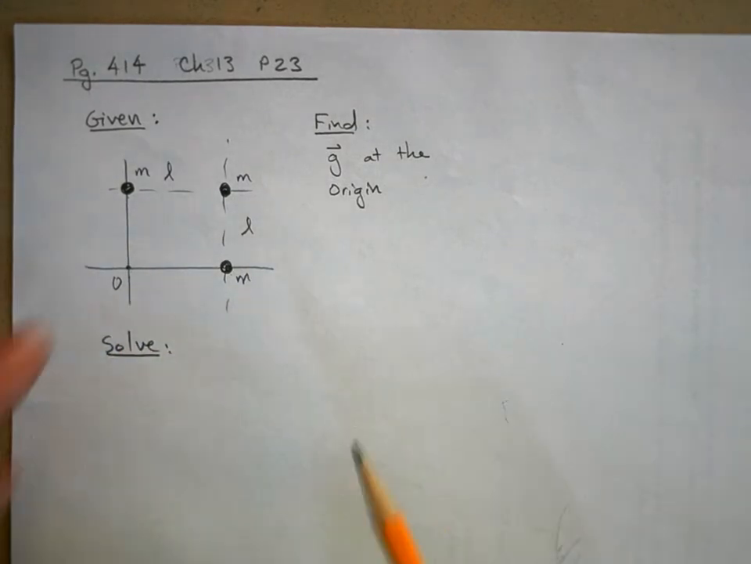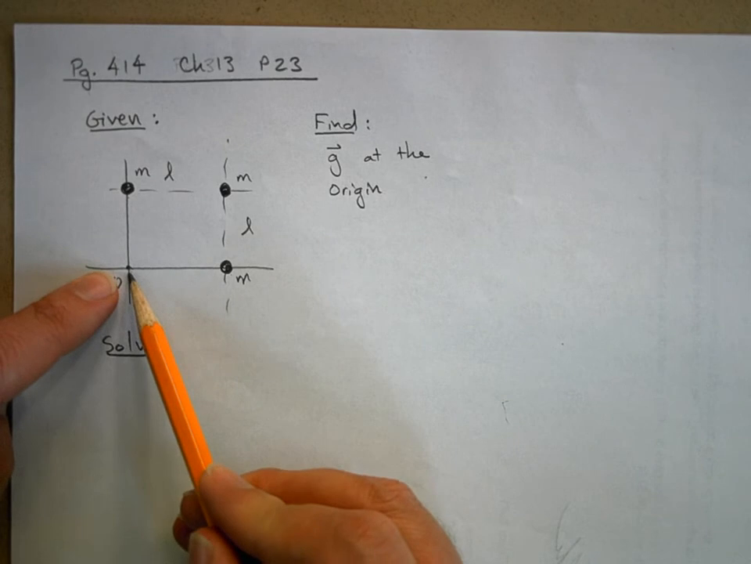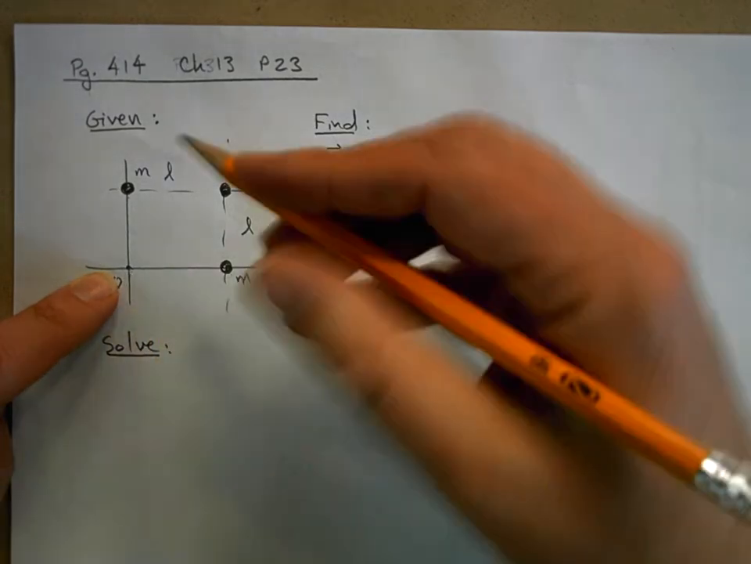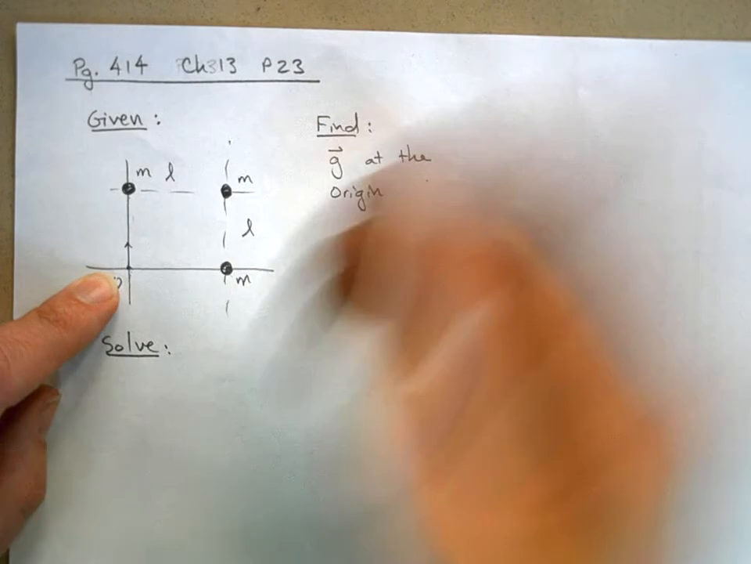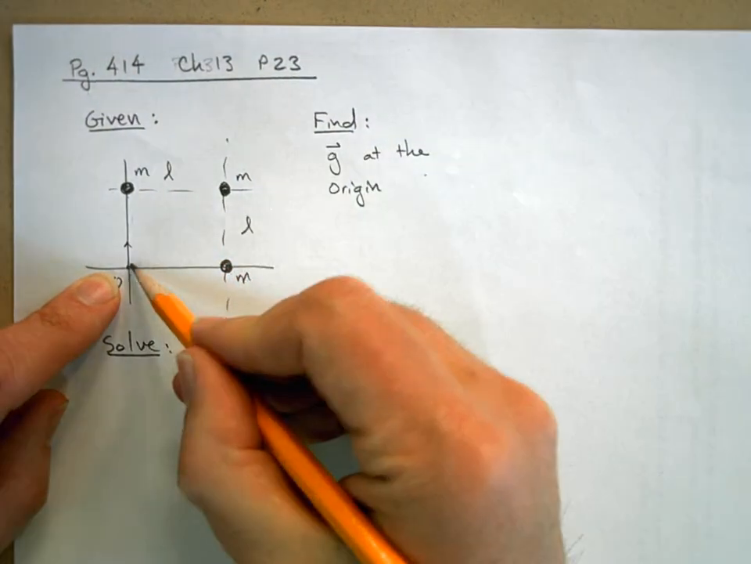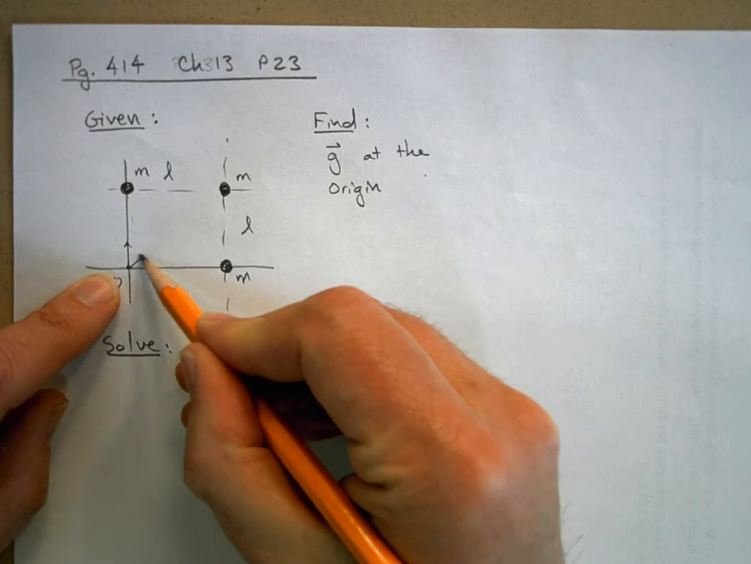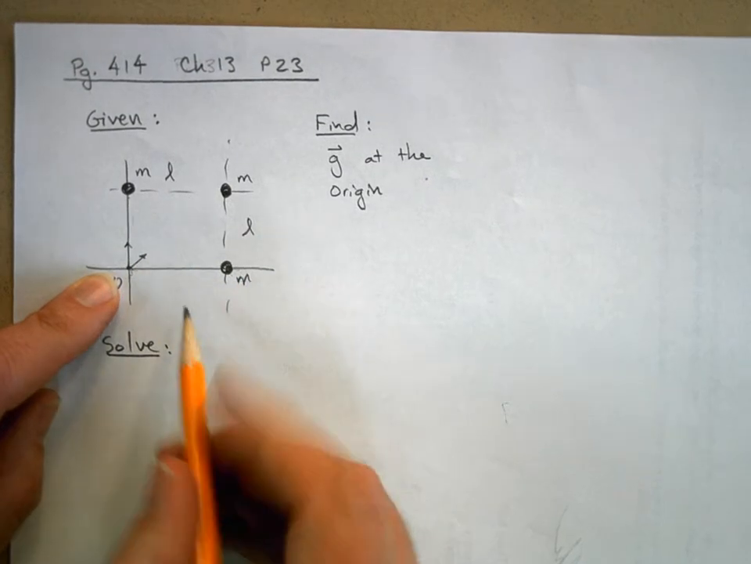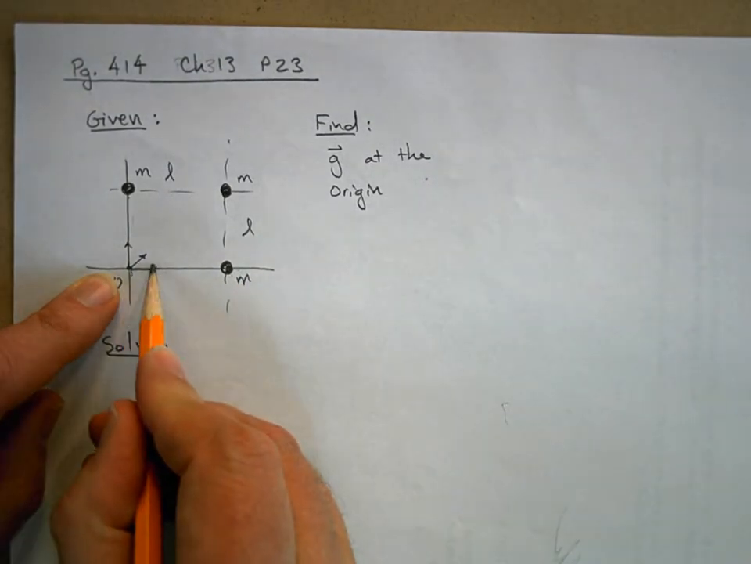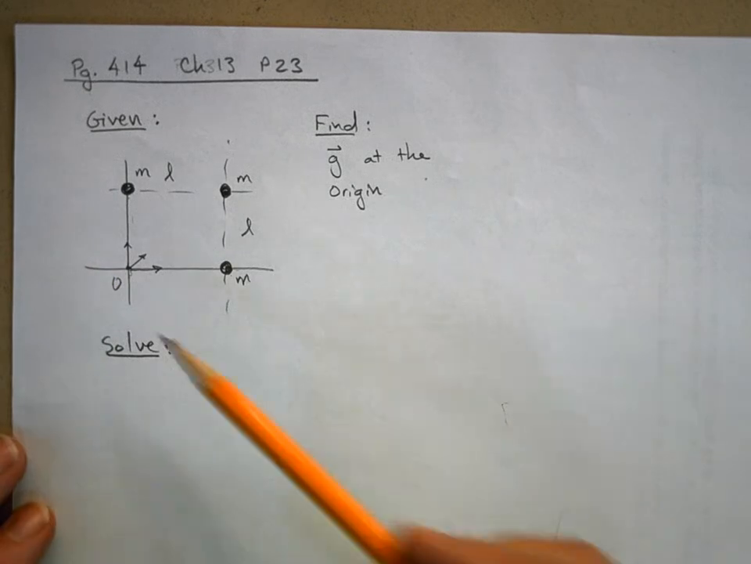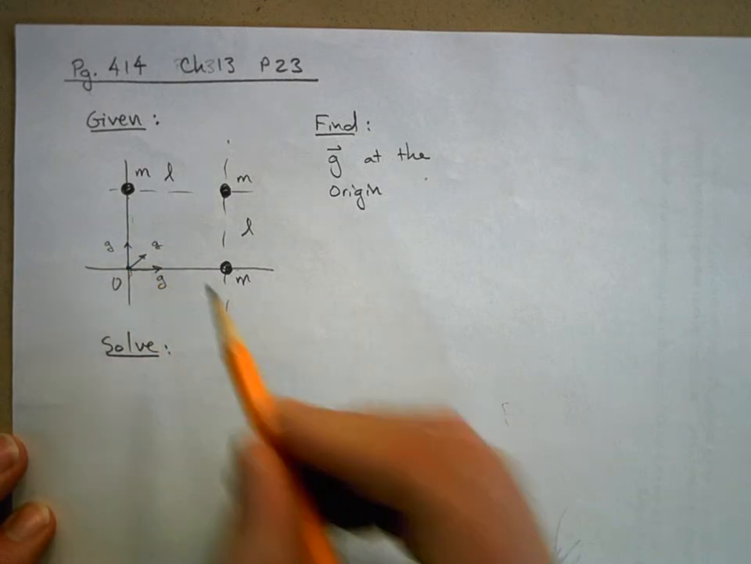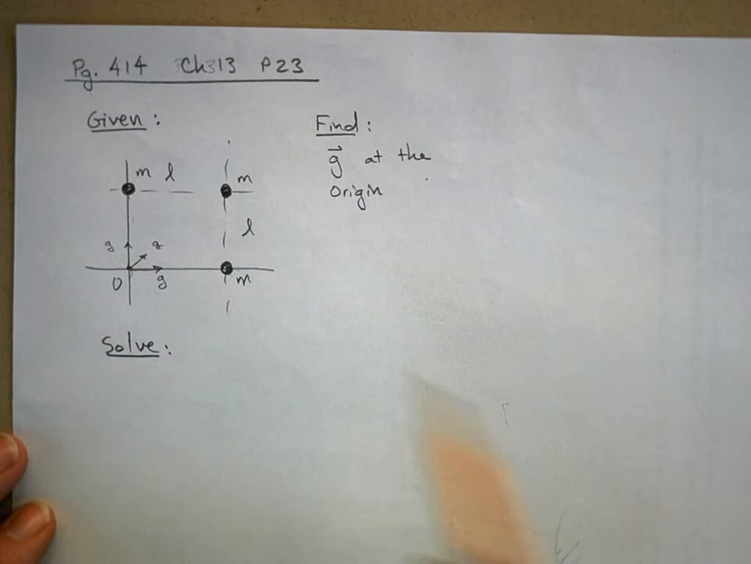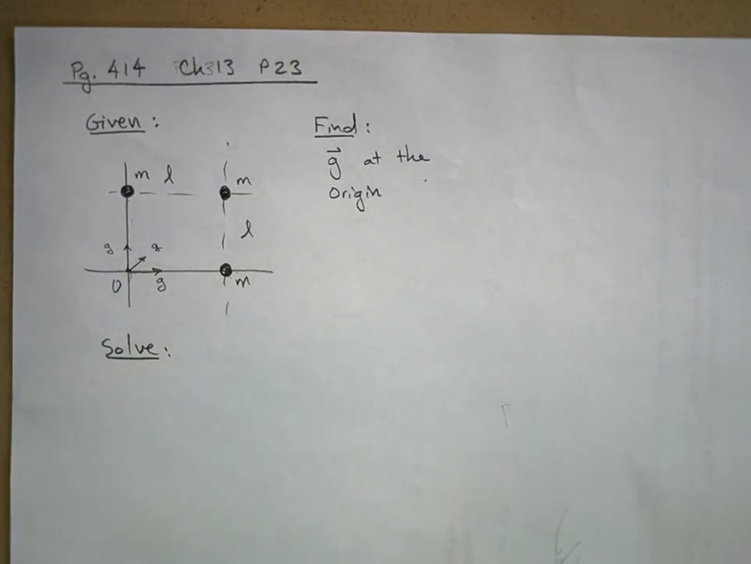Well, first of all, I think you can see that if I put a little test mass right here, little m naught, it's going to be attracted to this mass, it's going to be attracted to this mass, and it's going to be attracted to this mass. So these are the little gravitational fields due to each mass. Now to get the total gravitational field, we need to add these up like they're vectors.